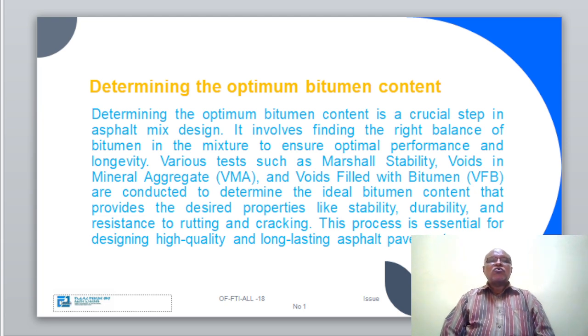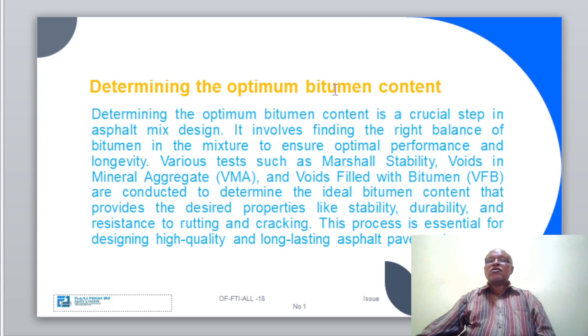Finding the optimum bitumen content is crucial in ensuring that the asphalt mix meets the specified requirements for strength, durability, and resistance to various factors like traffic load and weather conditions. After careful analysis and testing, we have determined the optimum bitumen content for the particular asphalt mix design. This information will now be used to produce high quality asphalt pavement for various construction projects.